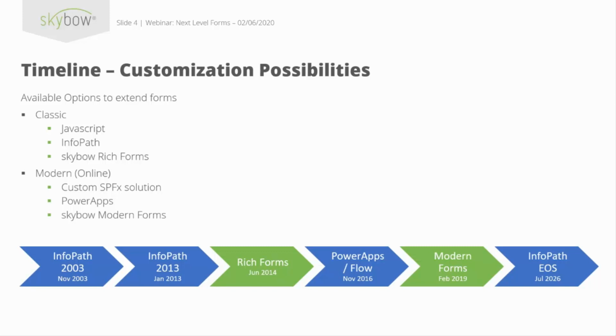So skybow, and those are the green boxes, we already had our first form product back in June 2014. So almost in the beginning, where we were able to create add-ins. When the app infrastructure came into SharePoint with 2013, we directly brought this product to the market. So it's already quite a long time, almost 6 years from now, and we still improve that product today.